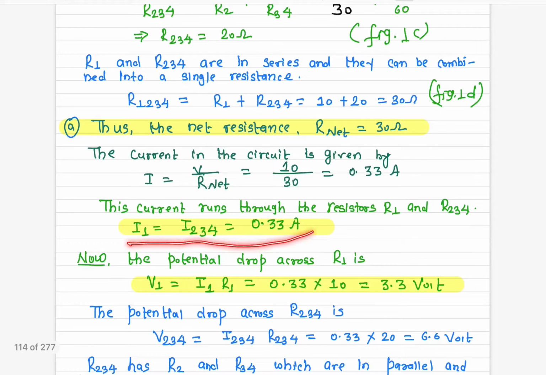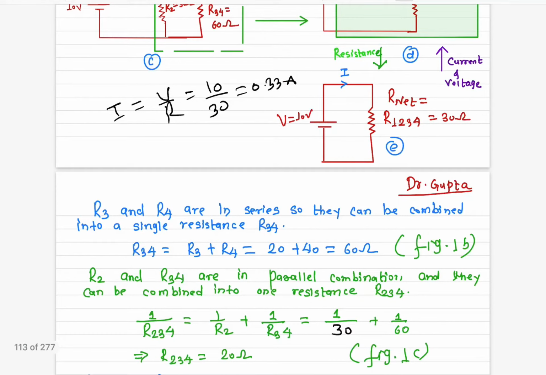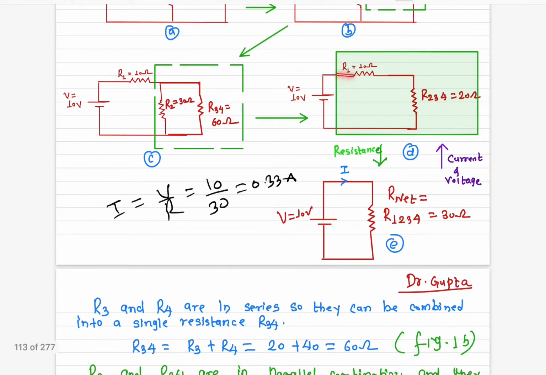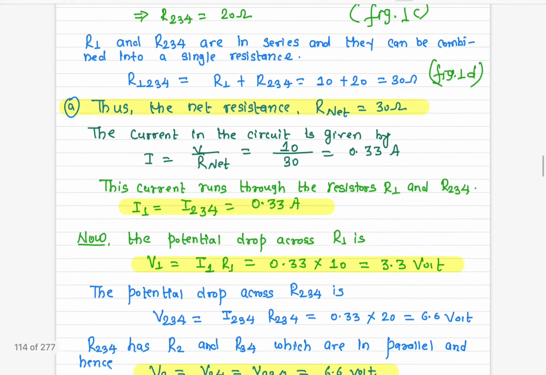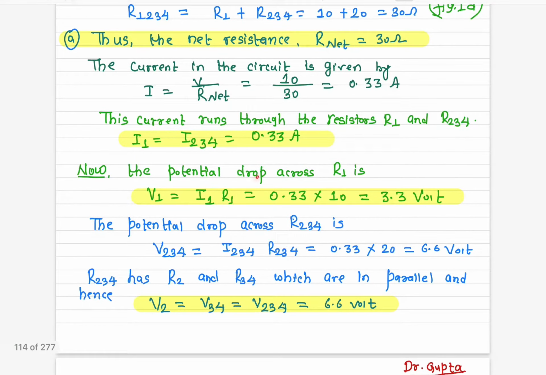I think you have to understand this one. I1 is equal to I234. And what is I1 again, one more time? I1, the current through this one, is exactly equal to the current through R234. And the potential drop across R1 would be equal to I1 times R1. We found out I1 is 0.33 and R1 is 10, so it will be 3.3 volt.